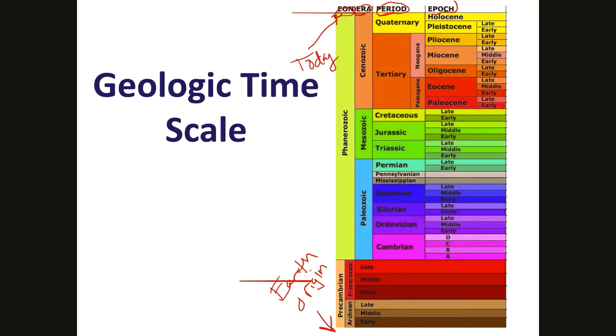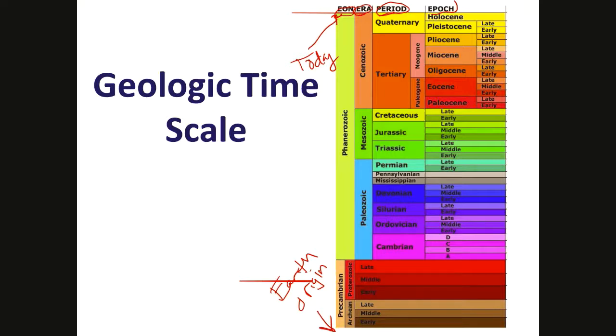So looking at it, we have two main eons: the Precambrian and then the Phanerozoic. Now you see the Precambrian looks small compared to the Phanerozoic, but you'll see that that's actually not the case when we apply absolute ages to it.